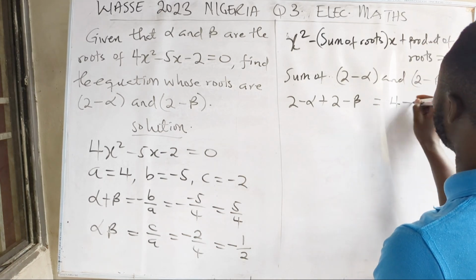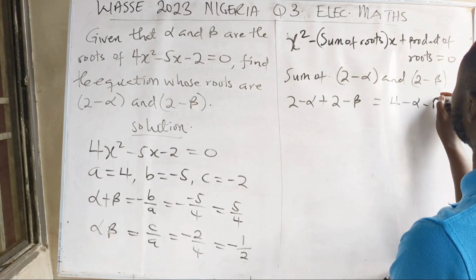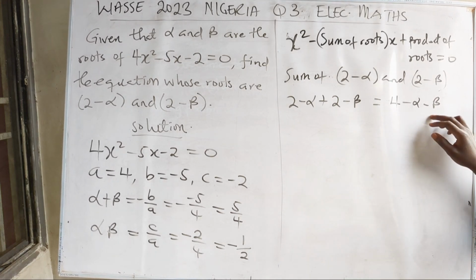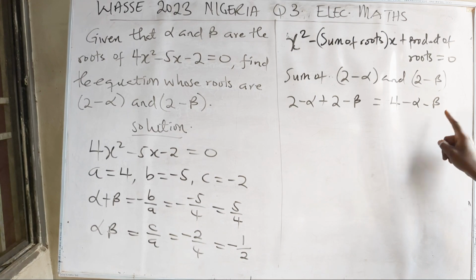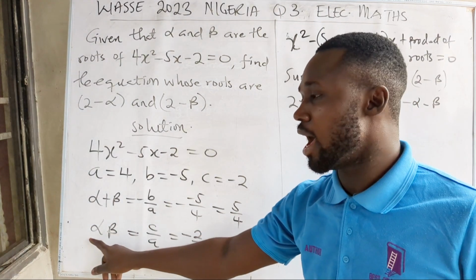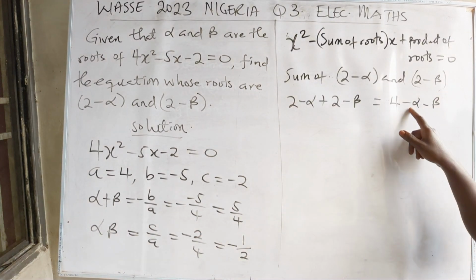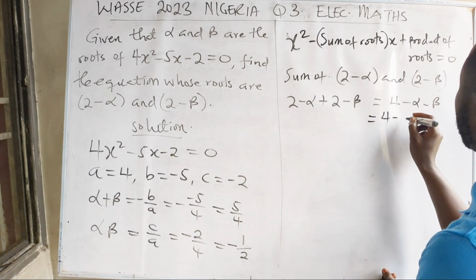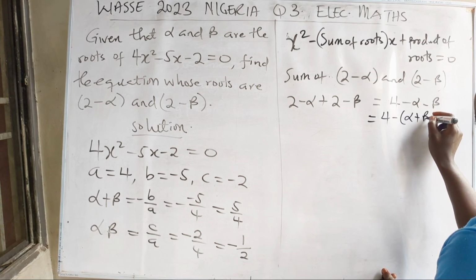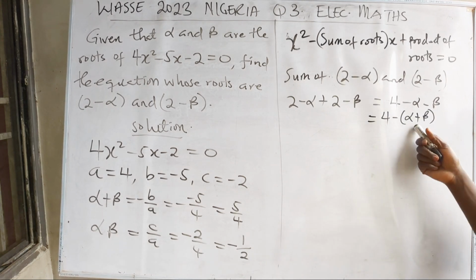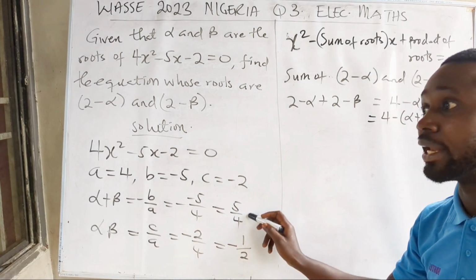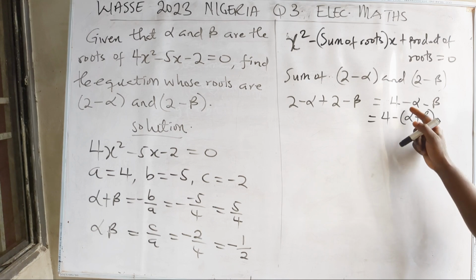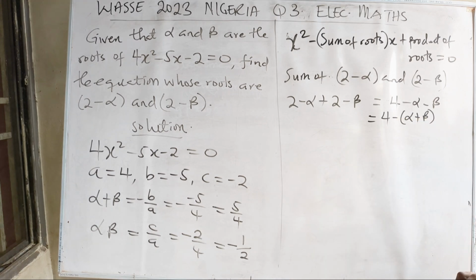So and then minus alpha minus beta. But look, I have to write this in such a way that the value of alpha plus beta is here and alpha beta is here. So minus alpha minus beta can be written as 4 minus into bracket alpha plus beta. So that I'll get the alpha plus beta from here and I'll do my substitution. See? So minus alpha minus beta is the same as minus into bracket alpha plus beta.